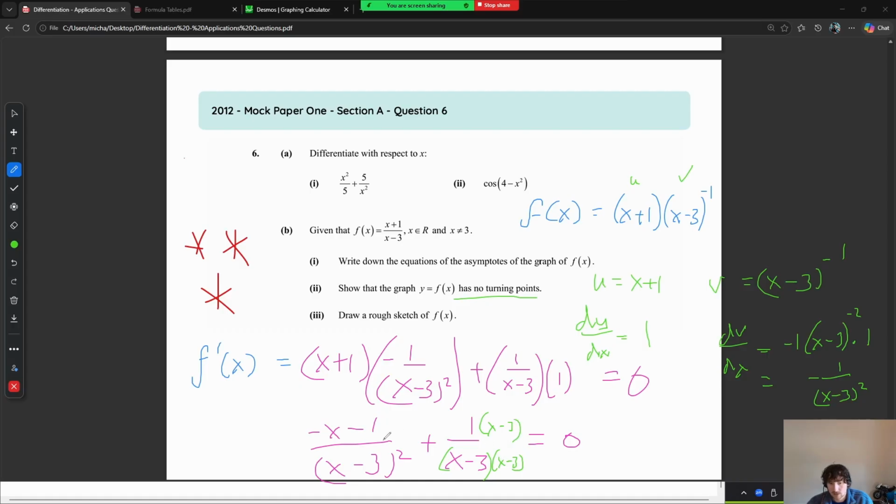And when you do that, the left side here will become, on top we'll have minus x minus 1 from here. Then we'll have a plus x and a plus minus 3. And then on the bottom, no need to multiply it out, we just go x minus 3 squared equals 0. The x's cancel, and on top you're just left with minus 4 over x minus 3 squared. That's equal to 0. Then you just multiply across by the bottom, and then you get minus 4 equals 0.